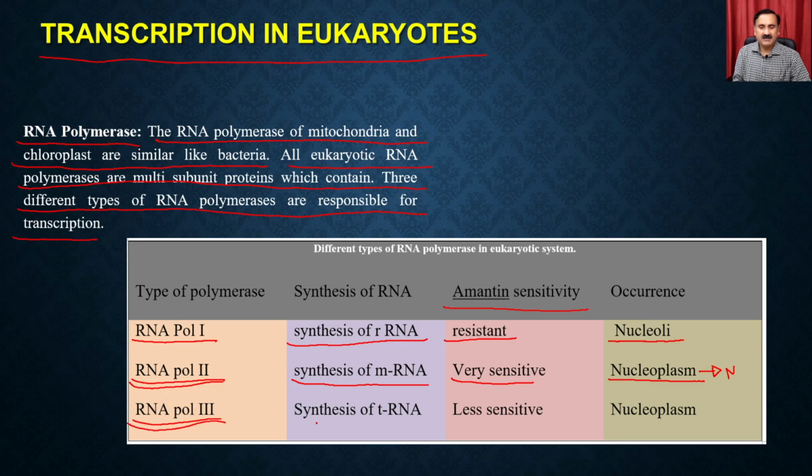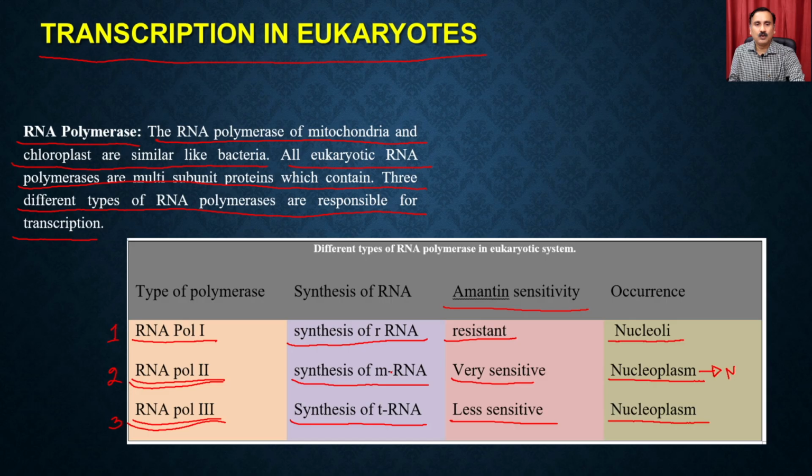RNA polymerase 3 is responsible for the synthesis of transfer RNA, and it is less sensitive to amanitin, and it is also present in the nucleoplasm. So you can see that there are three different types of RNA polymerase: RNA polymerase 1, 2 and 3. Their location, their sensitivity to amanitin, and their role in transcription are very different in the case of eukaryotic transcription.